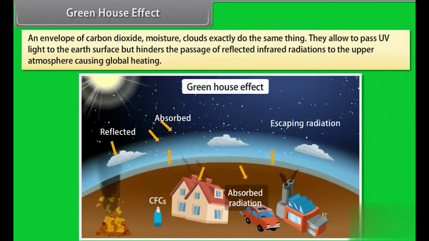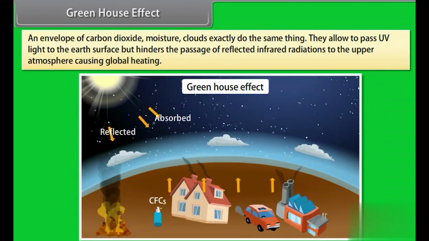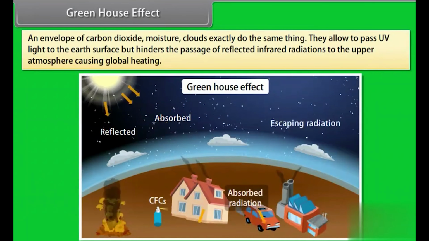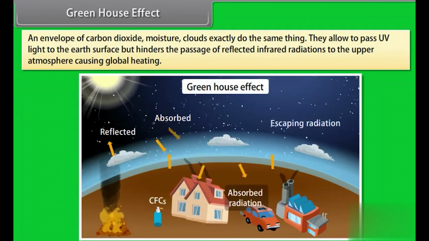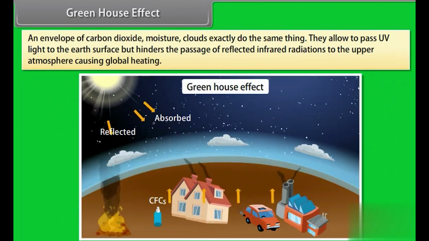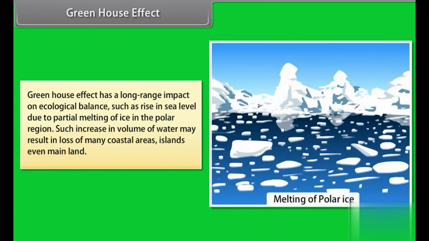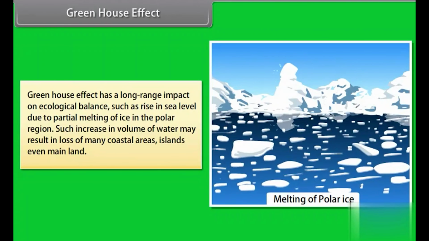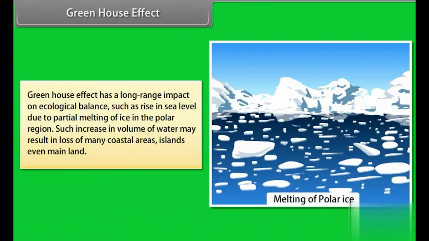An envelope of carbon dioxide, moisture, and clouds does exactly the same thing. They allow UV light to pass to the Earth's surface, but hinder the passage of reflected infrared radiation to the upper atmosphere, causing global heating. The greenhouse effect has a long-range impact on ecological balance, such as rise in sea level due to partial melting of ice in the polar region. Such an increase in volume of water may result in loss of many coastal areas, islands, even mainland.